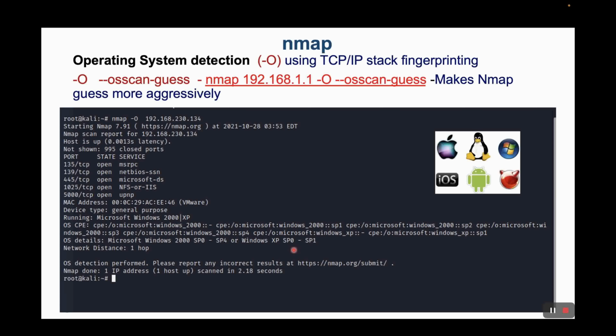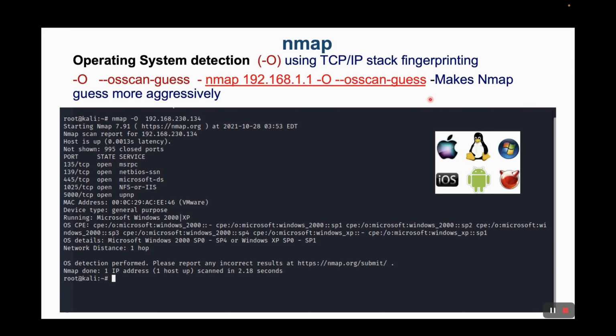Now, what is OS fingerprinting? OS fingerprinting is a process of determining the operating system used by a host on a network. The goal is to give you the best guess about the host role. Okay. Now, you could add --osscan-guess after the -O here, as you see in this example. Now, this makes Nmap guess more aggressively.